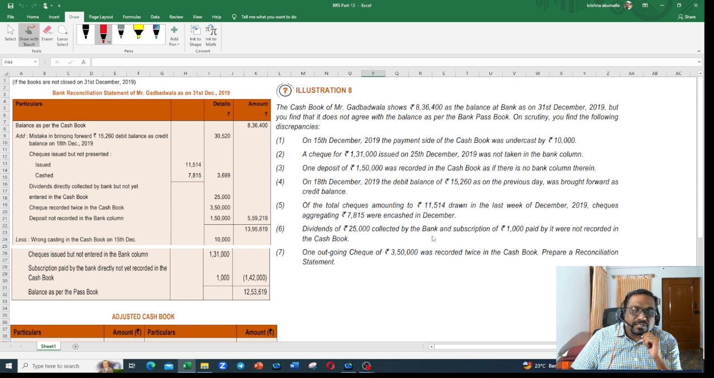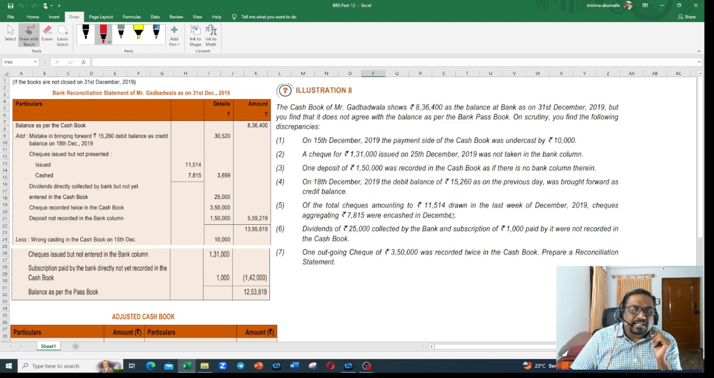Dividends of 25,000 collected by the bank and subscriptions of 1,000 paid by it were not recorded in the cash book. Dividends collected 25,000, subscriptions paid 1,000. So one is a receipt, one is a payment. So these two are not recorded in the cash book. One outgoing check of 3,50,000 was recorded twice in the cash book. So he is asking us to prepare a reconciliation statement.